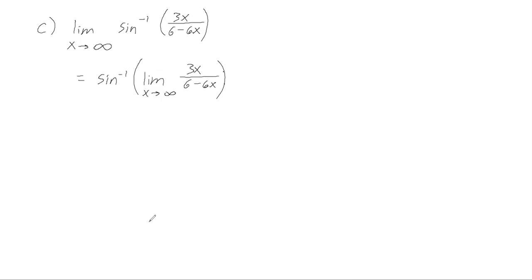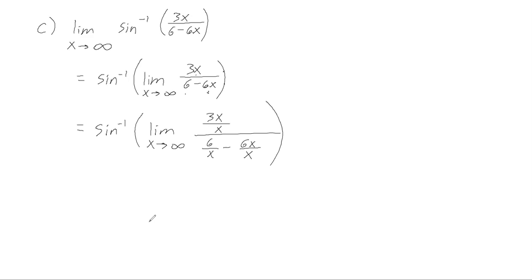So let's divide each one of these terms here, here, and here by x to the first. So we're going to have the inverse sine of the limit as x approaches infinity of 3x over x over 6 over x minus 6x over x. So that gives us the inverse sine of the limit as x approaches infinity of 3 over 6 over x minus 6.